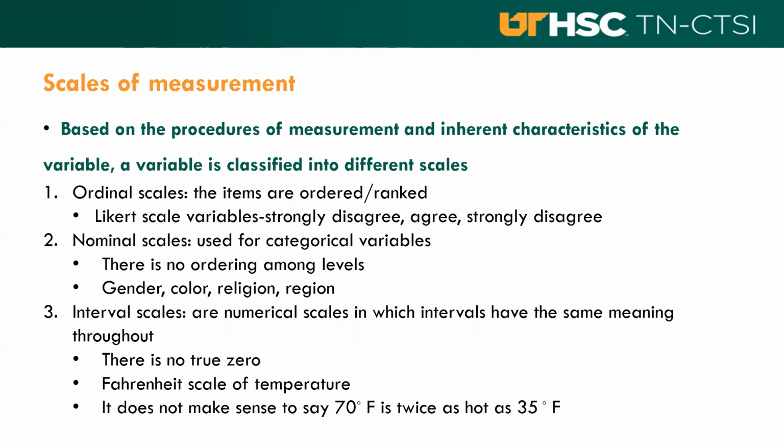So when we say scales of measurement, based on the procedures of measurement and inherent characteristics of the variable, a variable is classified into different scales. And these scales are very important, especially when we determine how to analyze our data. So a variable can be ordered. So one level is higher than the other, or there is an inherent ordering or ranking in the data, like when data is collected on whether a person agrees or disagrees about something on a Likert scale, that kind of data is on the ordinal scale. So the items are ranked or ordered, and such data are called ordinal scale data.